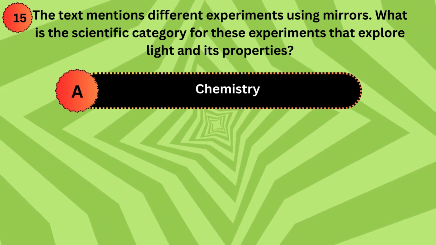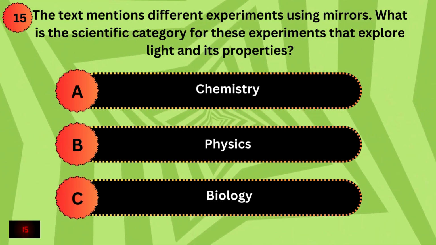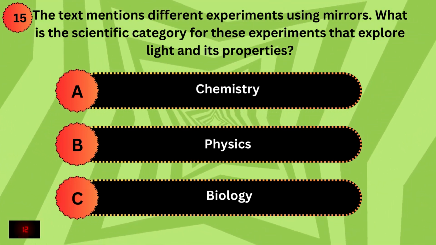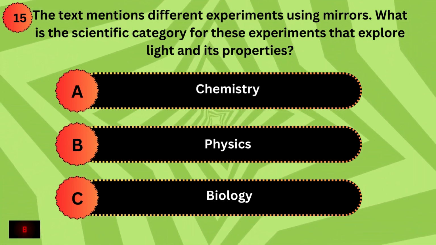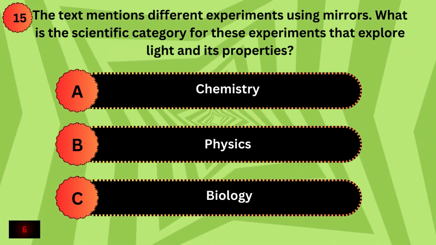The text mentions different experiments using mirrors. What is the scientific category for these experiments that explore light and its properties? A. Chemistry. B. Physics. C. Biology.